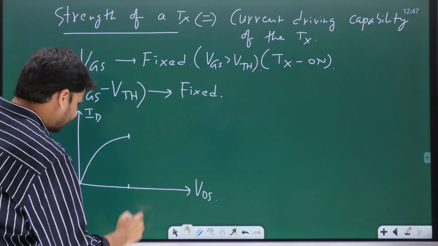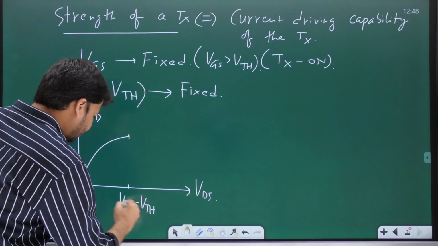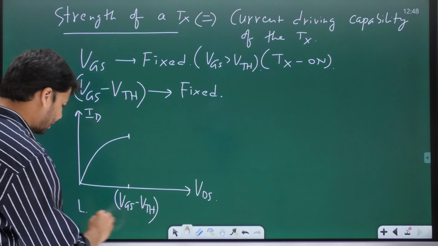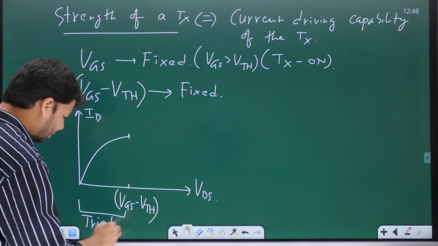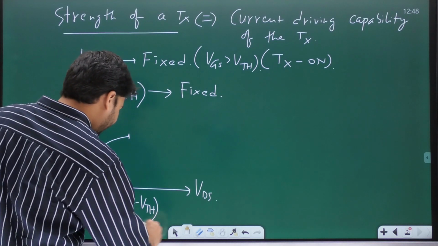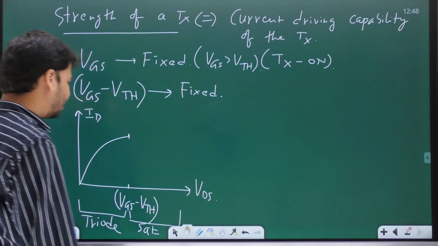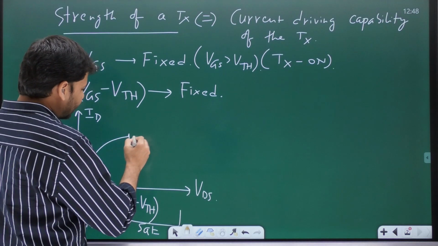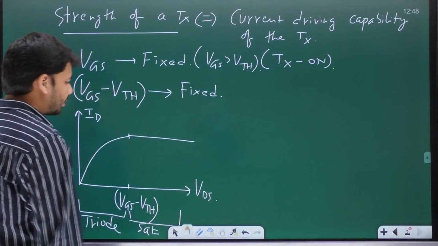So as long as it is in triode, and what is that value of VDS which is at the boundary between triode and saturation? It is VGS minus VTH. So when VDS is less than VGS minus VTH, the MOSFET operates in triode. And when VDS is greater than VGS minus VTH, the same MOSFET goes into saturation. And usually in saturation, the drain current becomes constant or independent of VDS, like this.